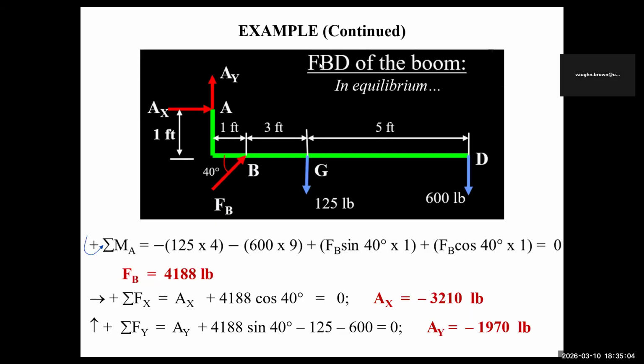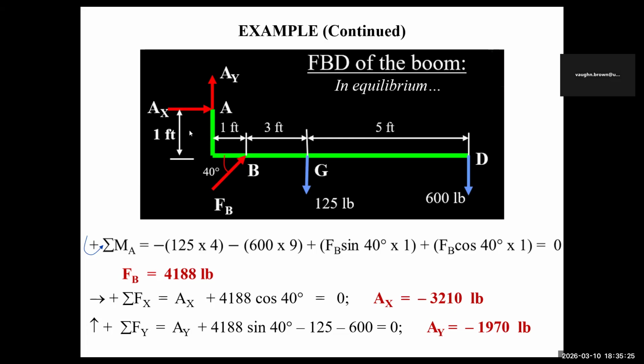So in this system here, we continue. This is a frame that you have. You have a free body diagram of a boom, and the system is in equilibrium. So we're going to apply our equilibrium equation about the point A. Wherever you apply your equilibrium equation, your AX and AY are nullified.